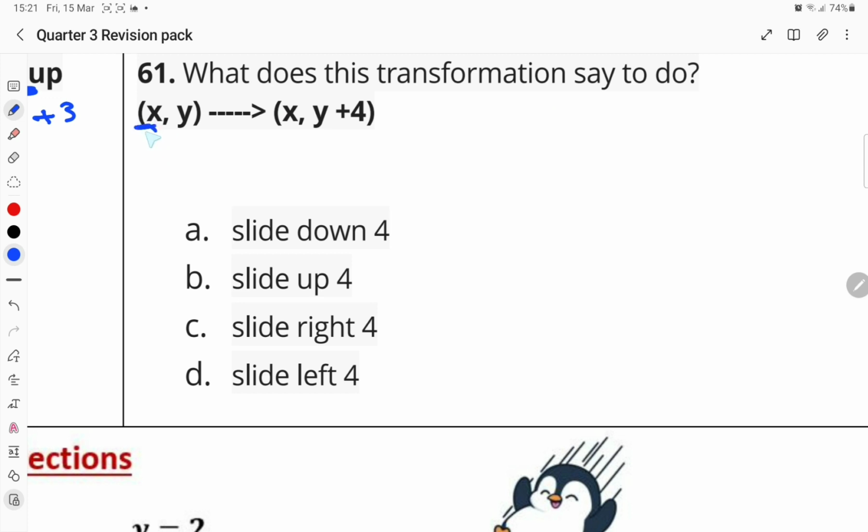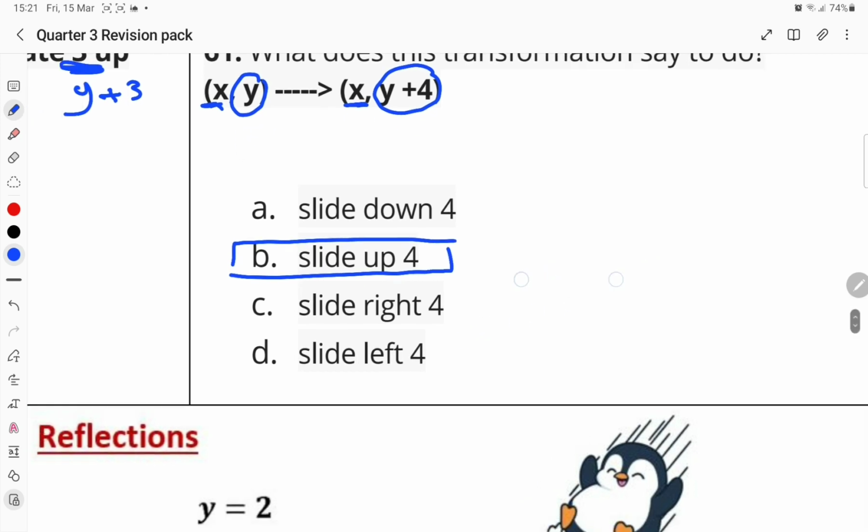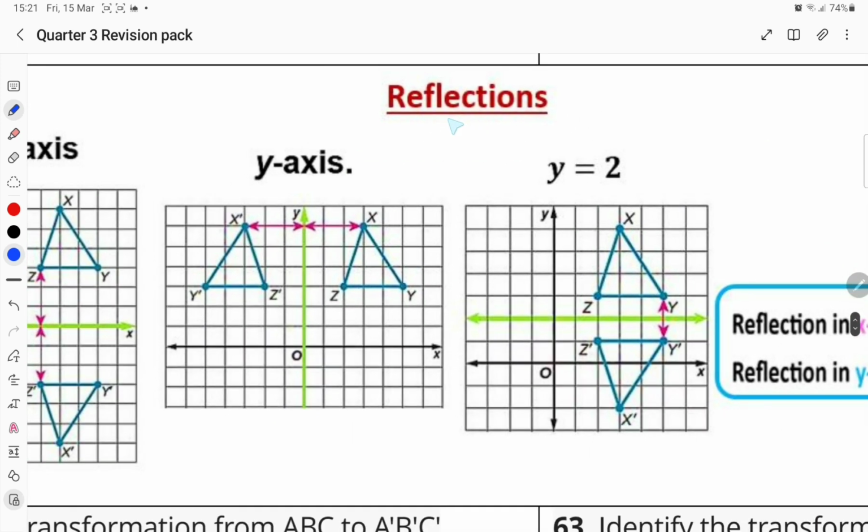61. What does this transformation say to do? (x, y): x stays as it is. So it didn't move to the right, nor to the left. But it went up 4 steps. It slides up 4 steps, because it said y plus 4. Very good.